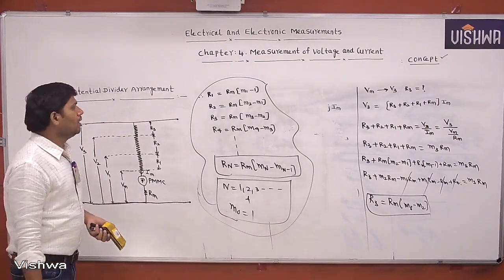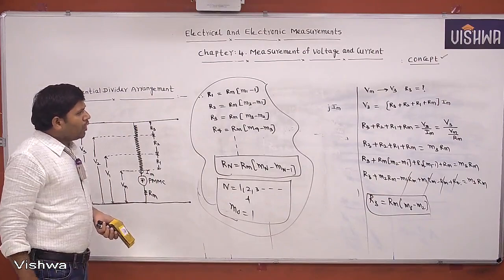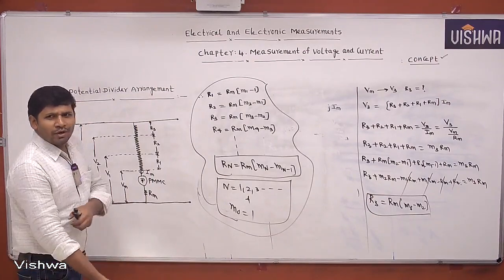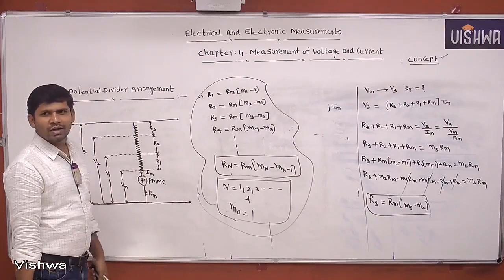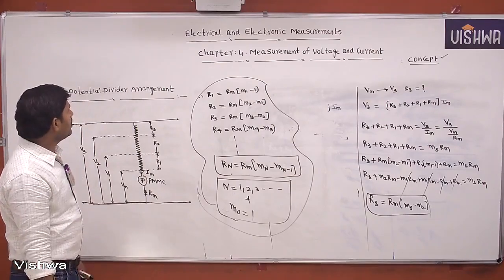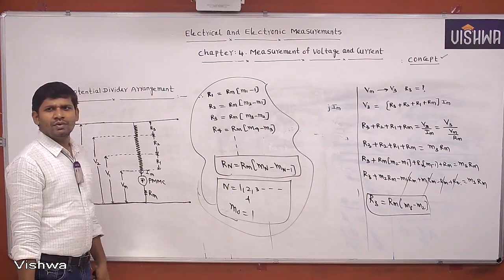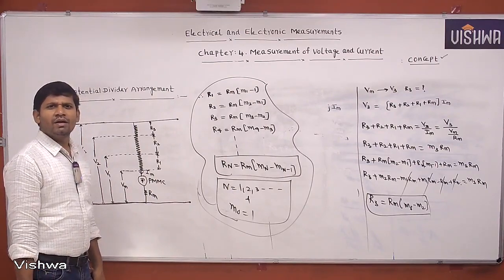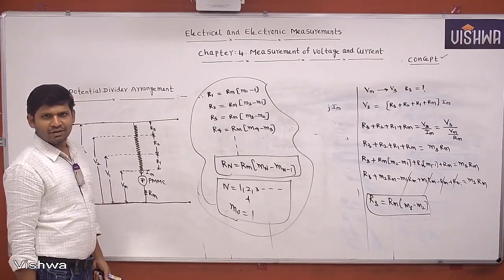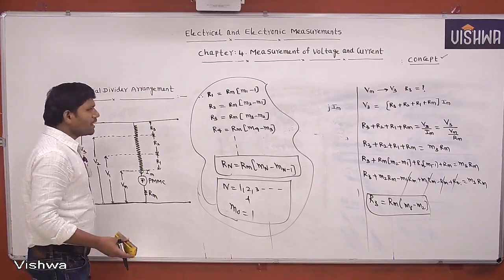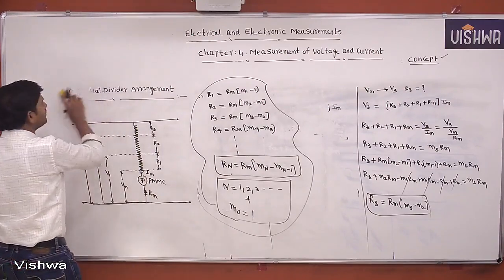Then, with respect to voltmeters, one important concept is I want to define the sensitivity of PMMC voltmeter or DC voltmeter, or DC sensitivity. That is a very important concept. How to define the sensitivity?